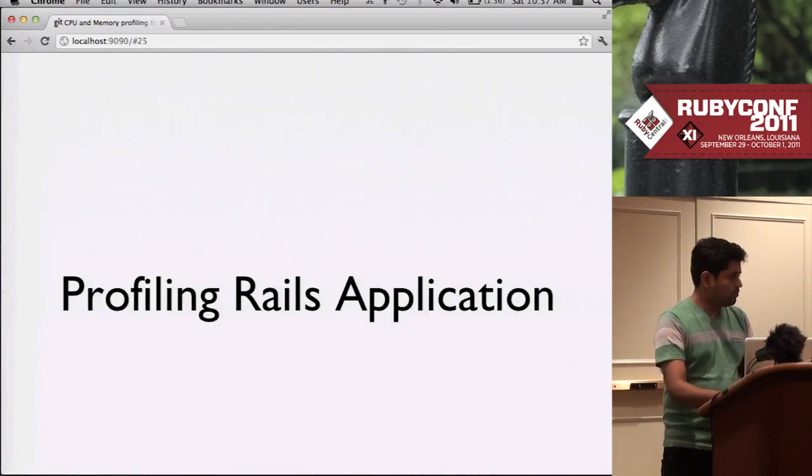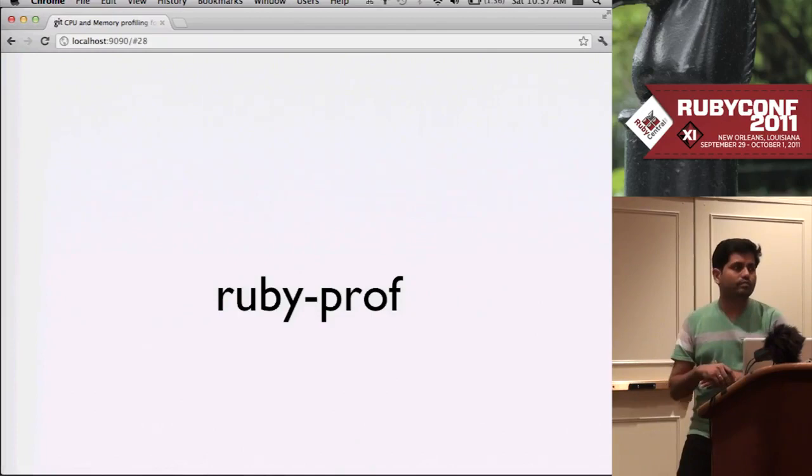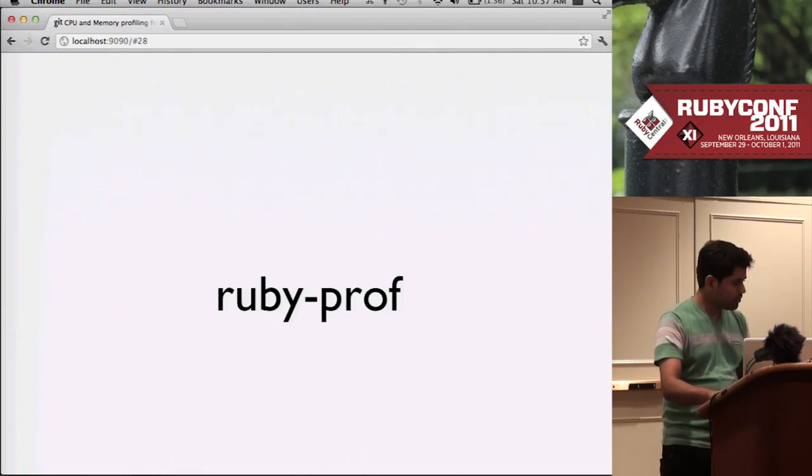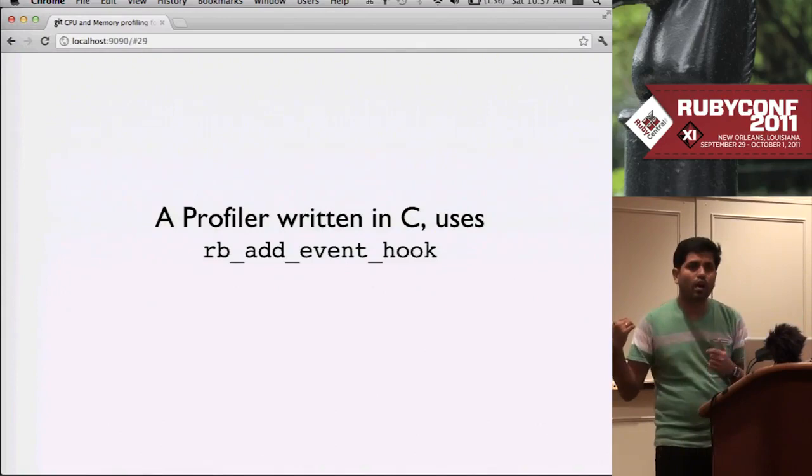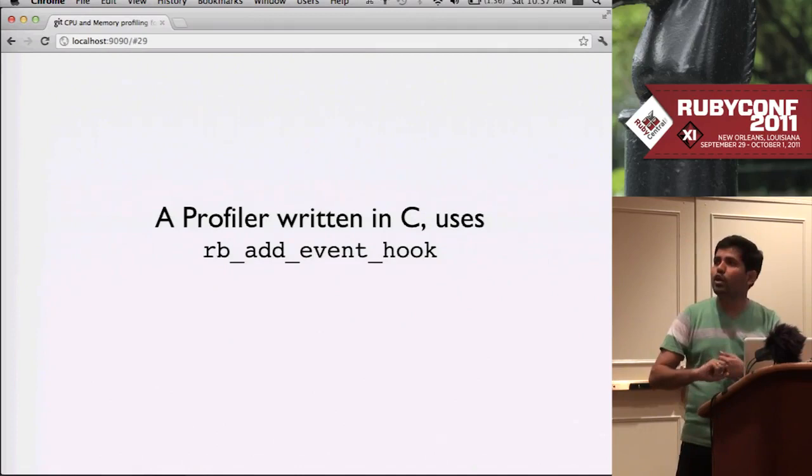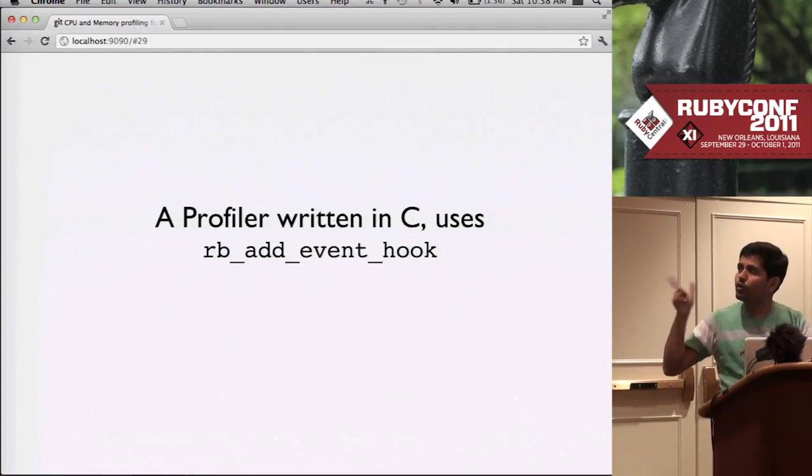The next tool we are going to talk about is RubyProf, and how you can do CPU profiling with RubyProf. A profiler written in C uses rb_add_event_hook. Again, perftools does not; only when you're using the method profiler of perftools does it make use of this method, but RubyProf as such uses this method to track all the calls.